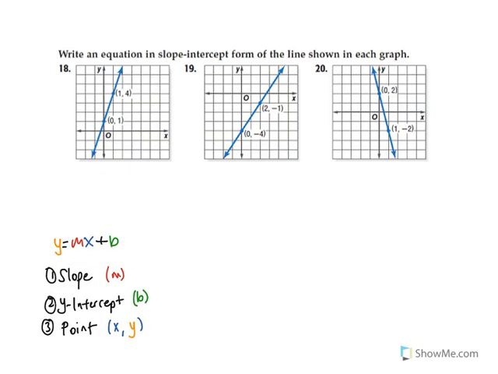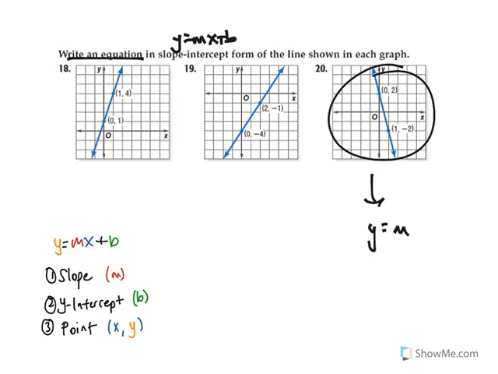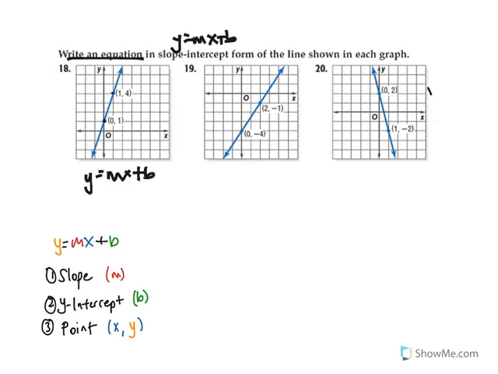In these problems, they say write an equation in slope-intercept form, which is the one that looks like this, of the line shown in each graph. So we need to look at the graph and then write the equation of the line given the graph. So let's look at the first one. We know the equation of a line is y equals mx plus b, and I will write that first to help me know what I need to do. So first they give me 2 points here. I can use those 2 points to find the slope.